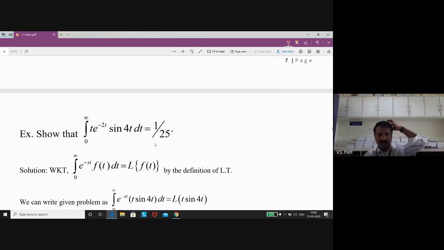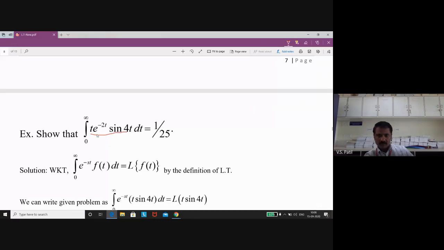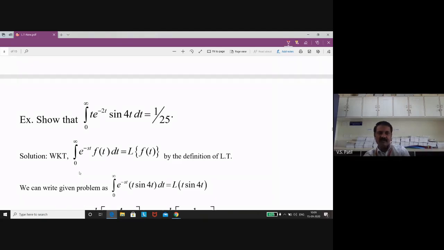You need to prove this. Again, what do we have to do? First, you have to concentrate on the limits. Then, how many terms are there? Three terms: t is there, e raised to minus 2t is there, sine 4t is there. So you can think that the evaluation of this integral is not so easy by using traditional methods. So what you have to do is go for a special type of method only. That special type of method is Laplace transforms.